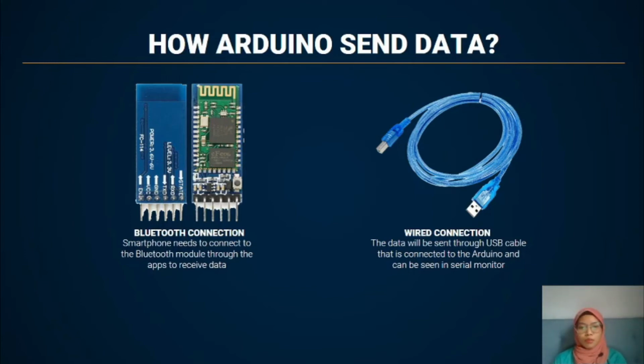We provide two types of data transfer: one using a Bluetooth connection and the other using a wired connection. For the Bluetooth connection, the smartphone needs to be connected to the Bluetooth module through the app to receive data. Meanwhile, for the wired connection, the data will be sent through a USB cable connected to the Arduino and can be seen in the serial monitor.